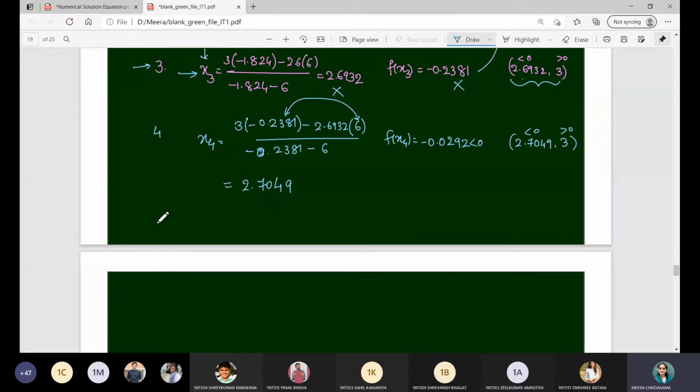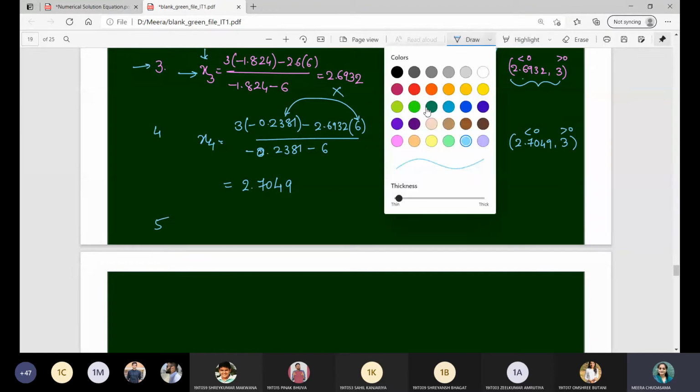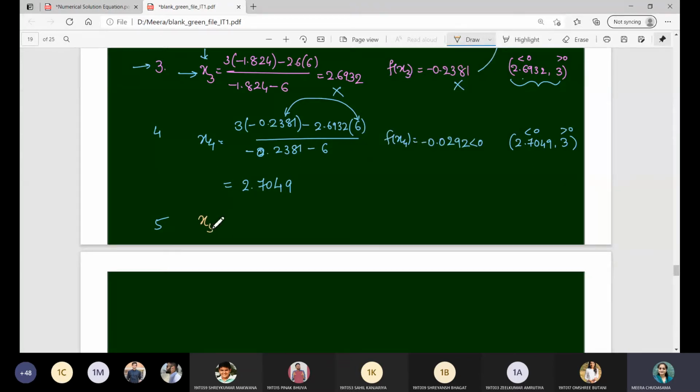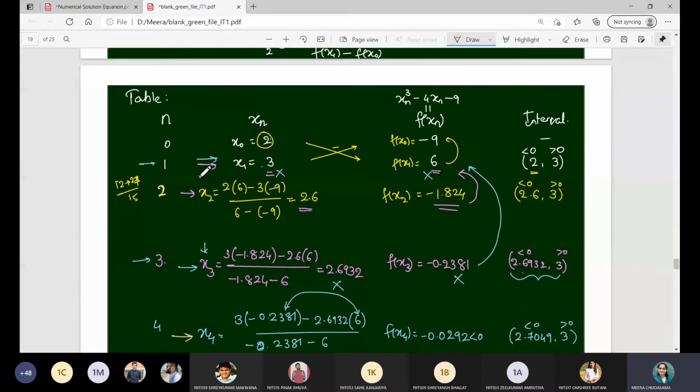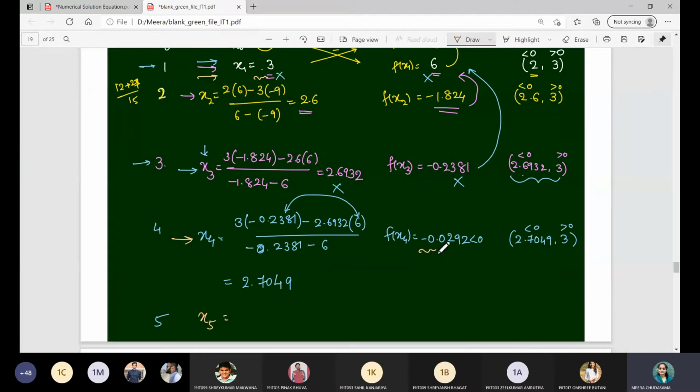So now when we want to consider the fifth iteration, let me choose this color. x5 corresponds to this one and 3, that is this one. Means in this case, while considering the cross multiplication, 3 into this one minus this one, minus 6 into 6, and divided by this minus 6 again, right?